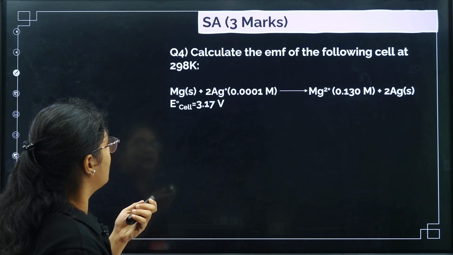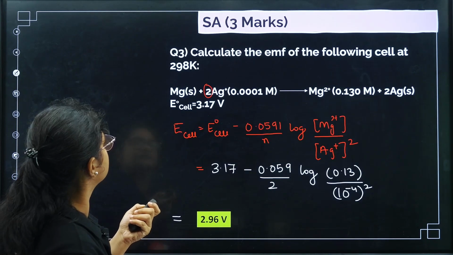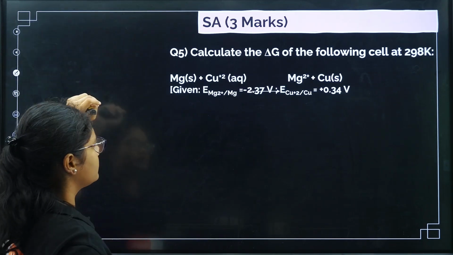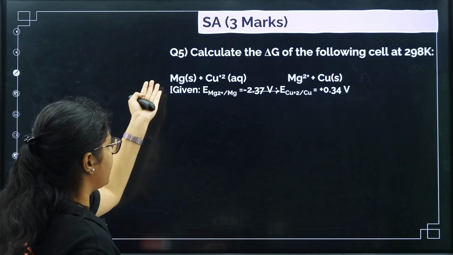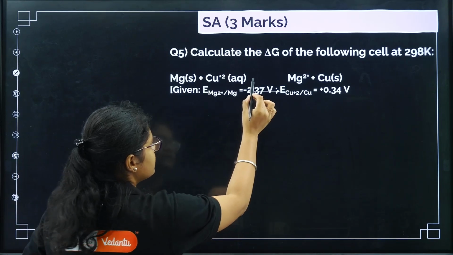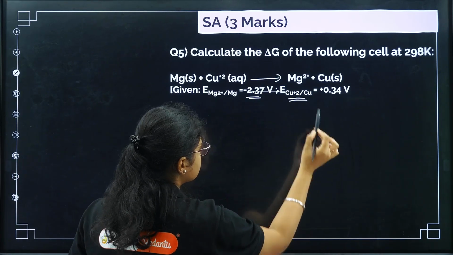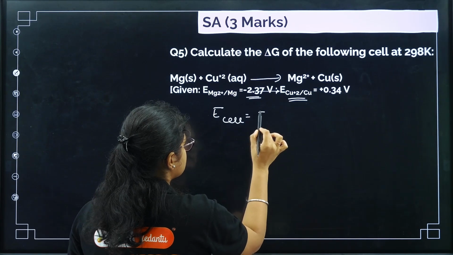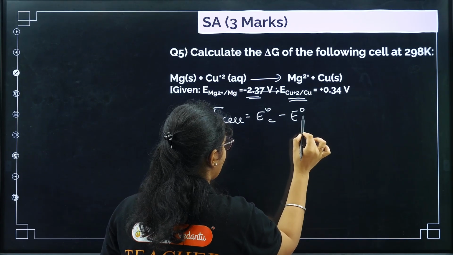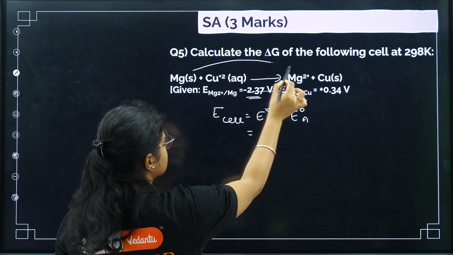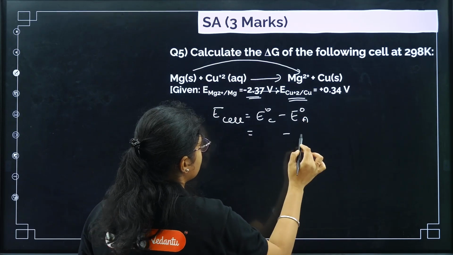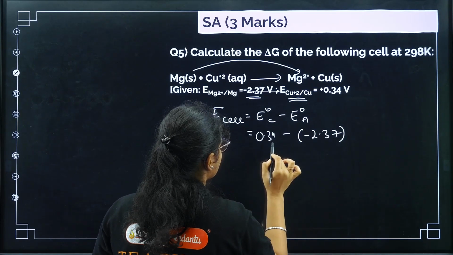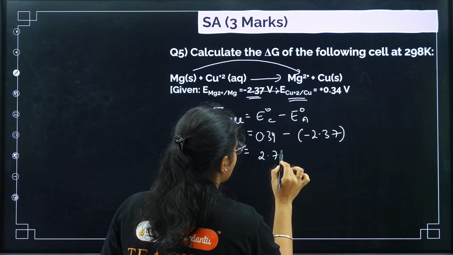Next question. Let us see the next question here. So delta G you need to calculate. Mg and copper are given, so this is the Mg reduction potential, and this is the copper reduction potential. First we can calculate E of the cell, that is E naught of cathode minus E naught of anode. Which is cathode, which is anode? Magnesium is undergoing oxidation, so that is the anode, so its value I'll put here, that is minus 2.37, and this is 0.34. If I solve this, I'll get 2.71.